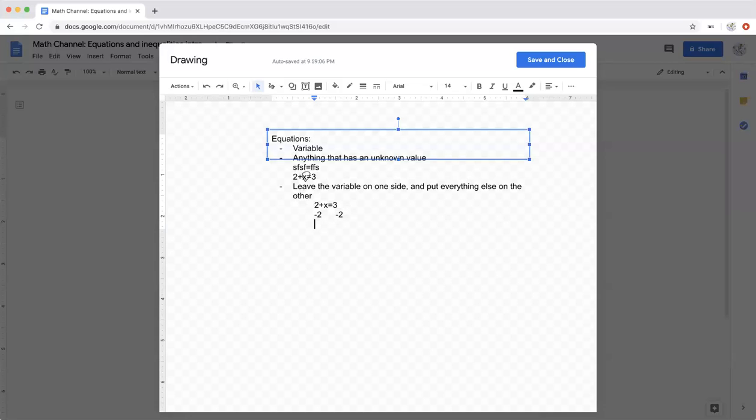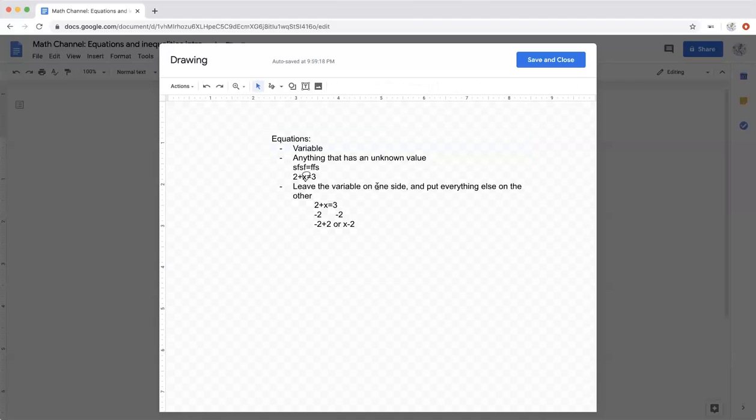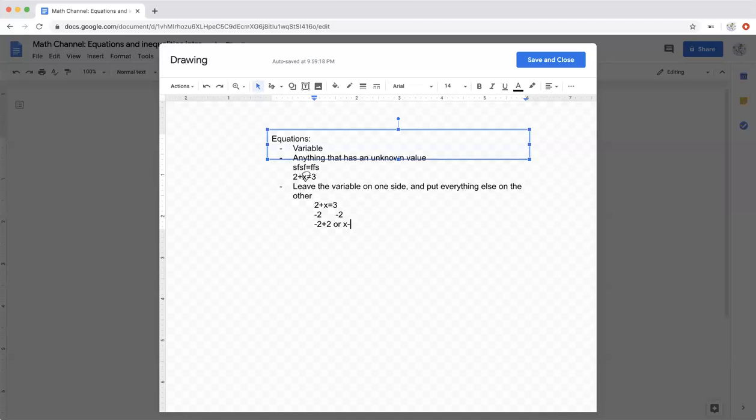If this was, for example, negative 2 plus x, or x minus 2, because they're the same thing. Sorry about that. I wrote negative 2 plus x, or x minus 2, since they're the same thing. It would be adding 2 to both sides, as you always use the inverse sign. If it's addition, you use subtraction. If it's multiplication, you use division. So now coming back to this problem.